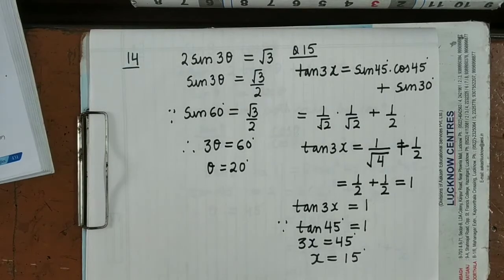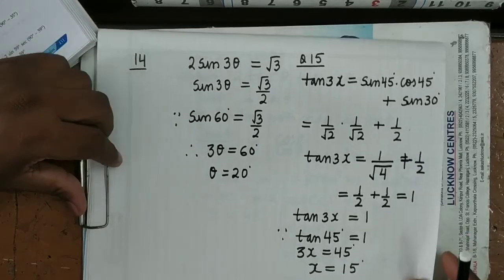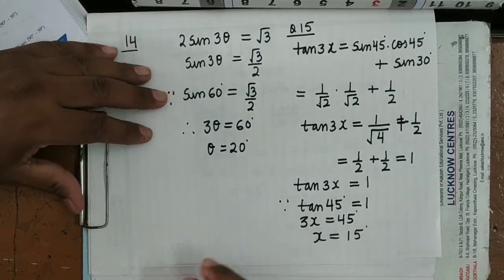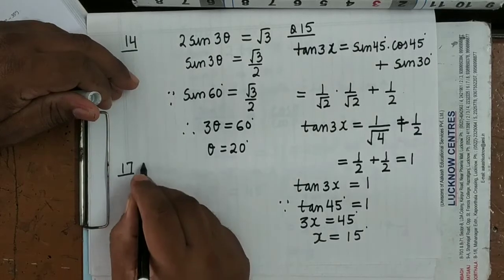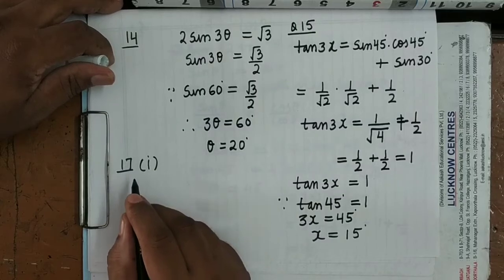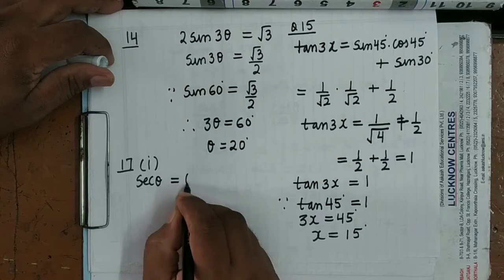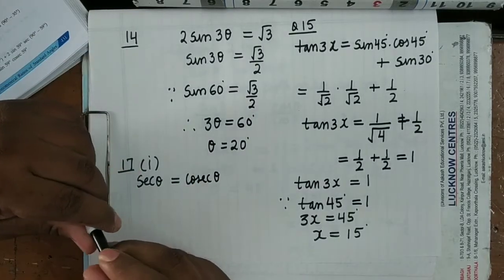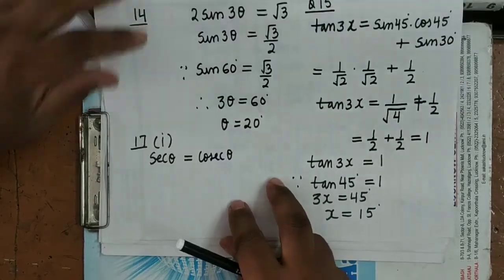So these questions you can do. I am taking some more questions here. Question number 17. First part I will tell you. It's clear. If you see question number 17 here, it is given: if sec theta equals cosec theta and theta lies between 0 to 90, find the value of theta.